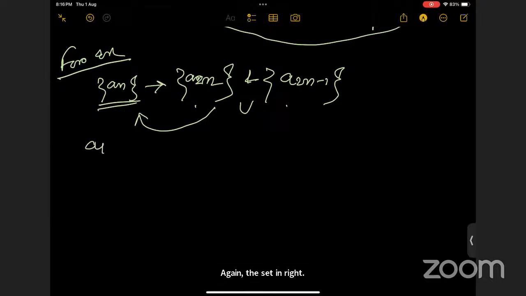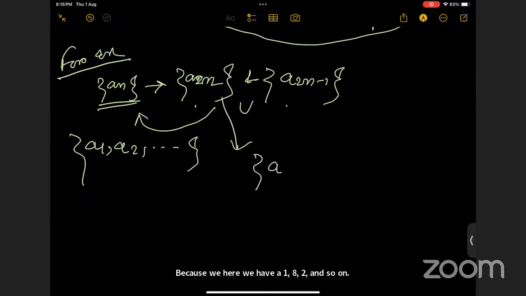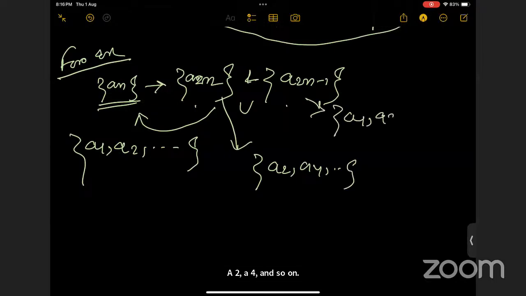Because here we have a1, a2, and so on. This subsequence means we have a2, a4, and so on. Here we have a1, a3, and so on, right? So if we do the union of these two sets, this one and this one, it will become this set again, right?